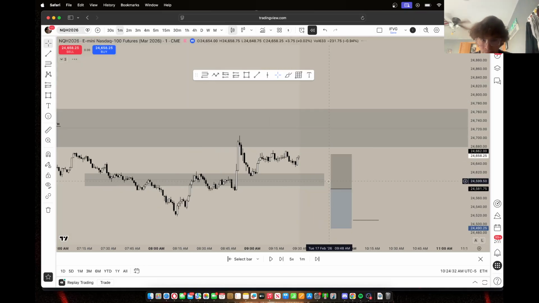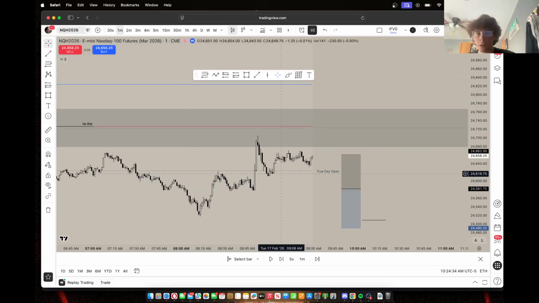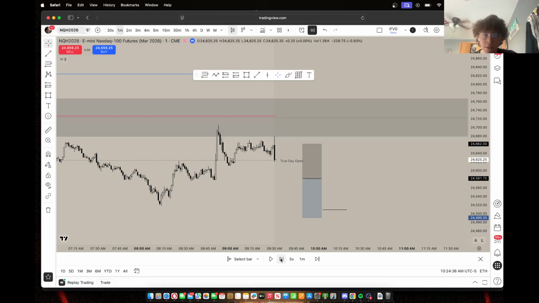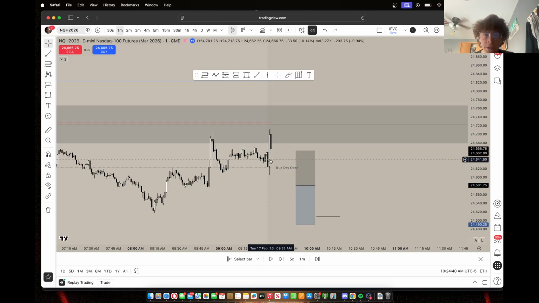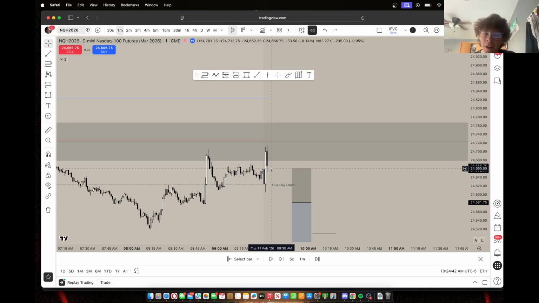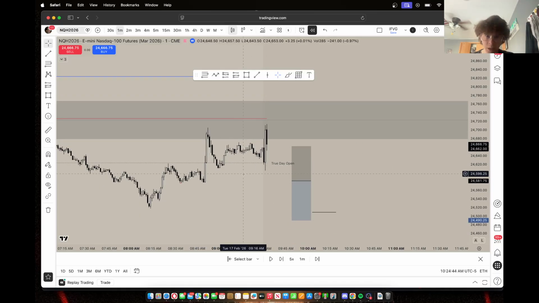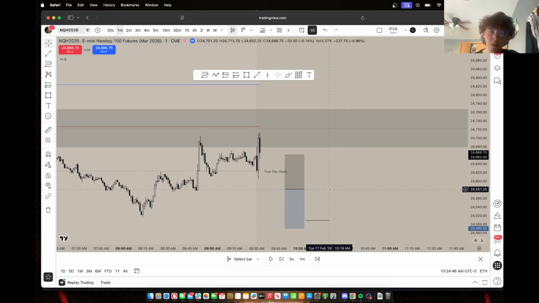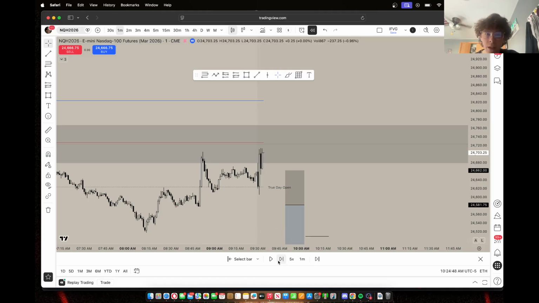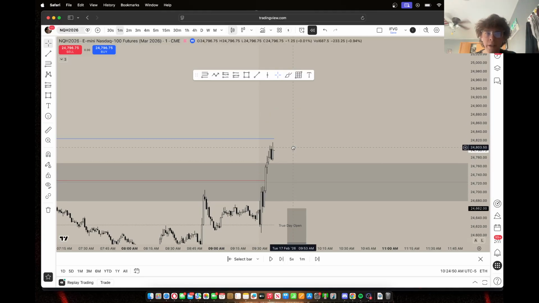Immediately off of open, we dump into this 5-minute right here. Pretty small. There was no 30-second, not even a 15-second towards London. I didn't even like this really, just because of market structure. I just didn't like it. Okay, would have faded it anyways, and we ended up just continuing higher and higher and higher.